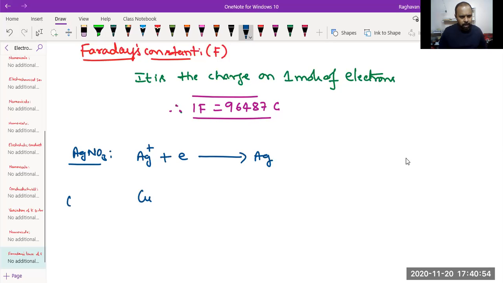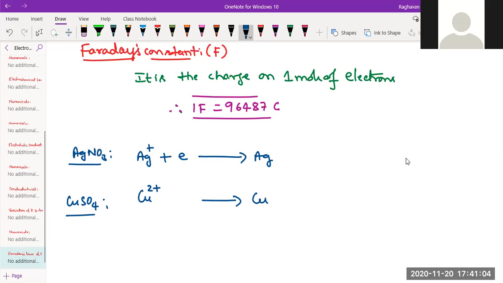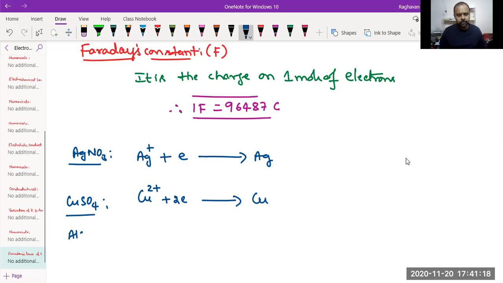Through copper sulfate solution, I want to pass electric current and deposit copper. But what is the charge on copper? Cu2 plus. Yes. I want to deposit 1 mole of copper. So tell me, how many moles of electrons are required? 2 moles of electrons I need to add. Similarly, there is aluminum chloride solution. I want to deposit aluminum. Aluminum is there as Al3 plus ion. And if I want to reduce Al3 plus to Al, I need to give how many moles of electrons? 3 moles.